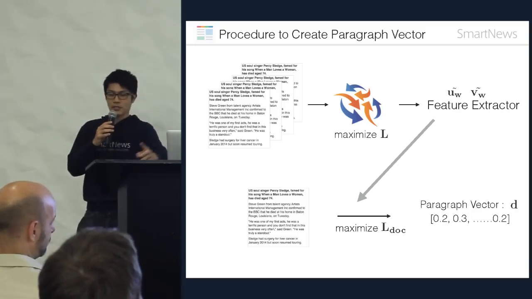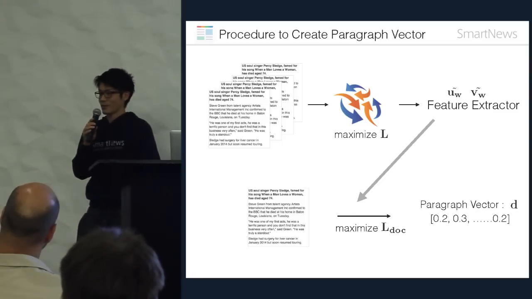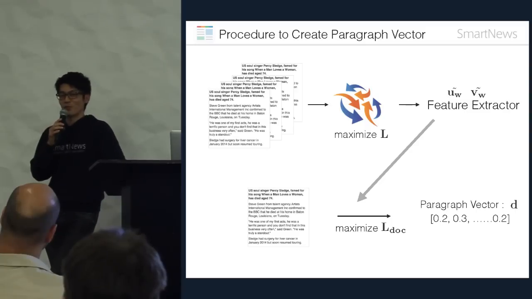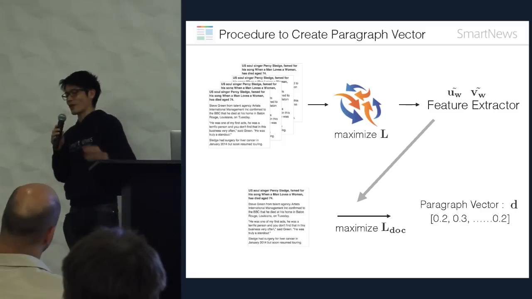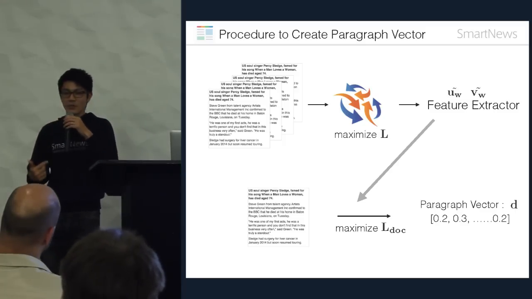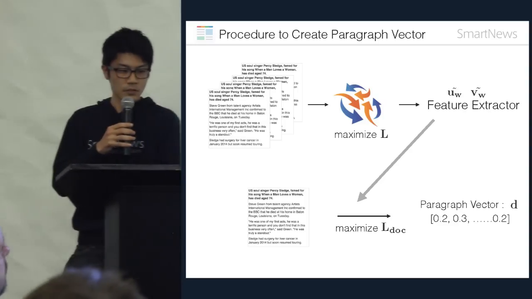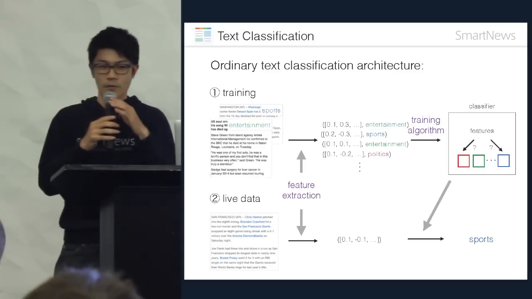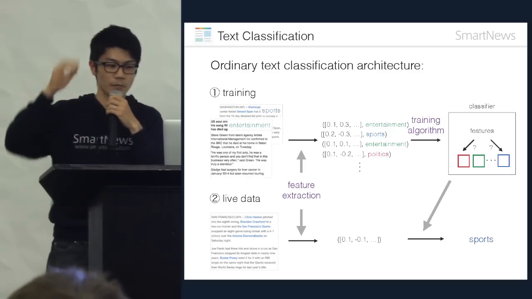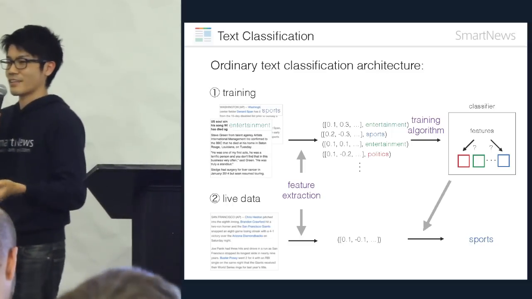For training the feature extractor on our data set, we use 100,000 documents, and on a laptop it takes only 3 or 4 hours. It doesn't take much. And extracting a paragraph vector from a new document takes only several milliseconds, so it doesn't take time. After obtaining the paragraph vector, by using it as a feature vector, we can do ordinary text classification like this.